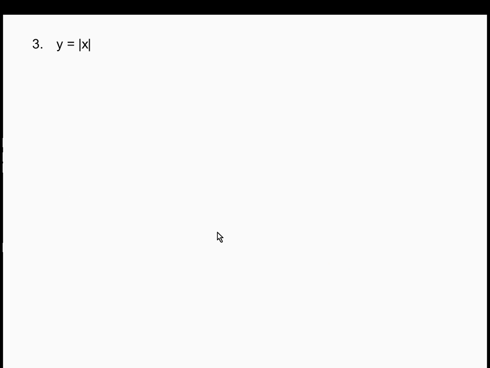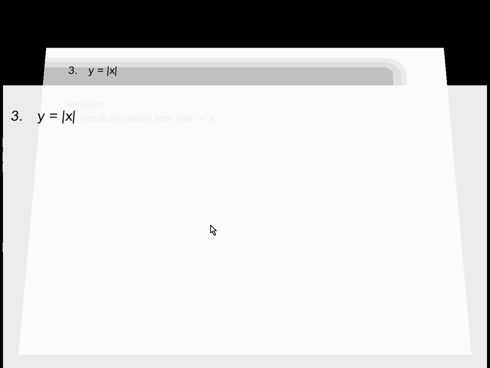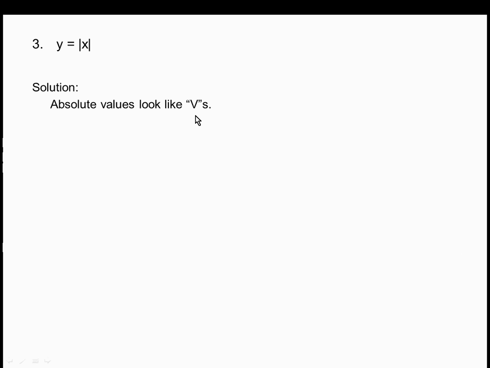Let's try another one. y equals absolute value of x. Okay, now, absolute values have the shape of a V. So we plot enough points to see the shape of a V. Now, there is an absolute value key on your calculator, but it's so well hidden it's not worth trying to find. So let's just plot some points. So again, absolute values look like V's, so we want to plot enough points to see a V.